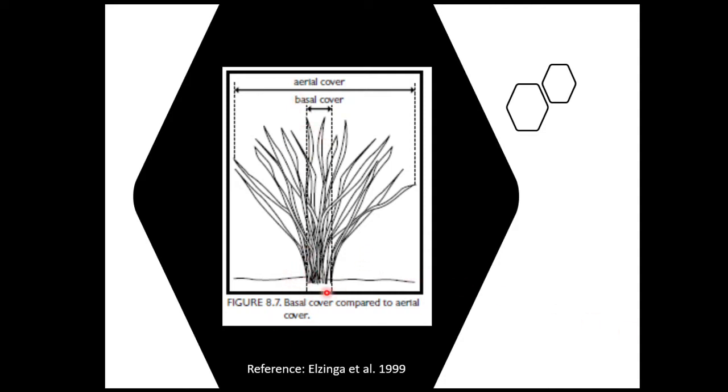Based on the base here, this is what we determine as the coverage of the plants, which is the area where the plant intersects the ground. So this is a basal cover. Another one is aerial cover. Aerial cover is the vegetation covering the ground surface above the ground surface.